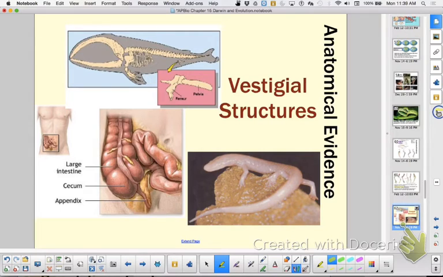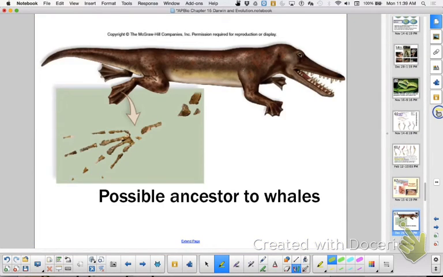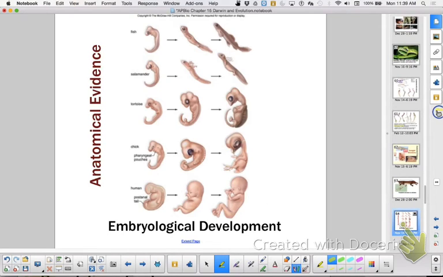So piece of evidence 1 for anatomical is what? Homologous. Piece of evidence 2 is vestigial structures. Piece of evidence 3, there we go, possible ancestor to whales. Okay. Piece of evidence 3 is embryological development. When you compare embryos, you can see similarities in their development. And then I added in a little section in your notes just on development.